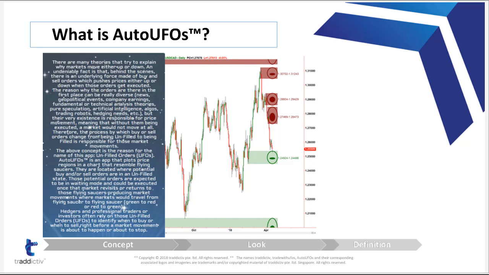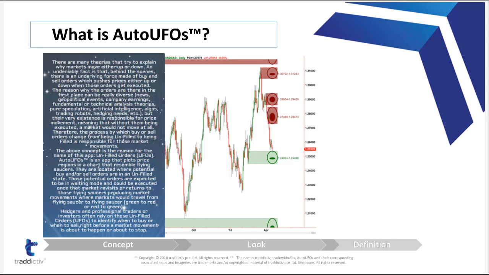The reason why the orders are there in the first place could be really diverse. It could be news, geopolitical events, company earnings, fundamental or technical analysis theories, pure speculation, artificial intelligence, algos, trading robots, hedging needs, you name it. But the very existence of those orders is what's responsible for price movement, meaning that without those orders being executed, a market will not move at all. Therefore, the process by which buy or sell orders change from being unfilled to being filled is what's responsible for those market movements. Of course, traders normally profit from catching market movements and riding those moves.